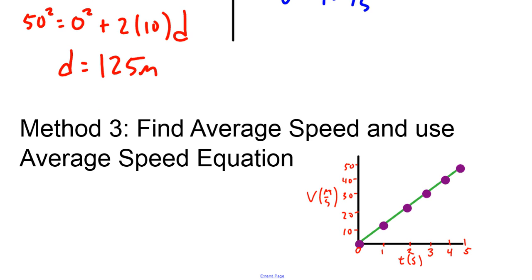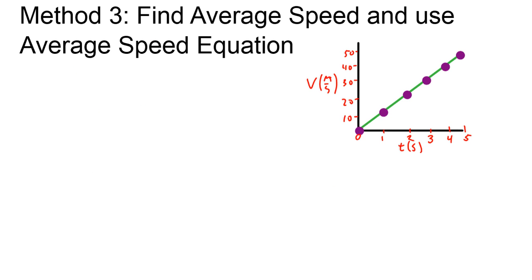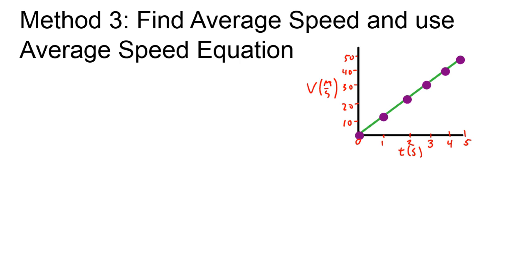The final way, which we haven't talked about too much in class, but it's a really useful way for solving these problems, is you can just simply find the average speed of the object from 0 to 5 seconds, and then use the average speed equation. So recall, the average speed of an object is defined as the distance it travels divided by time. So how do we find the average speed?